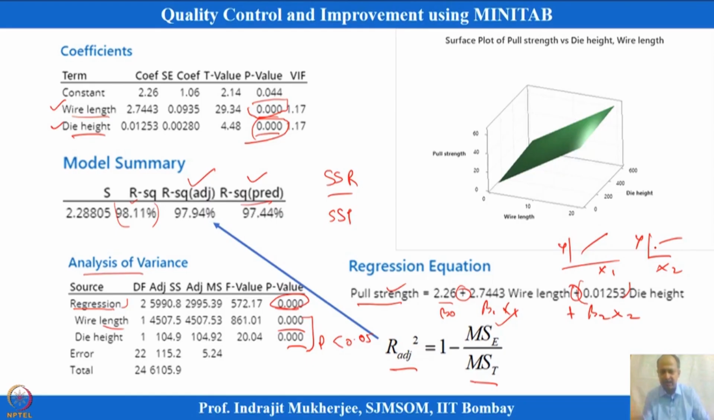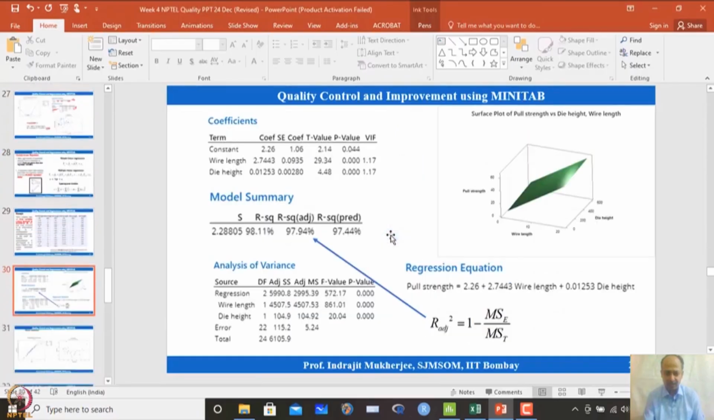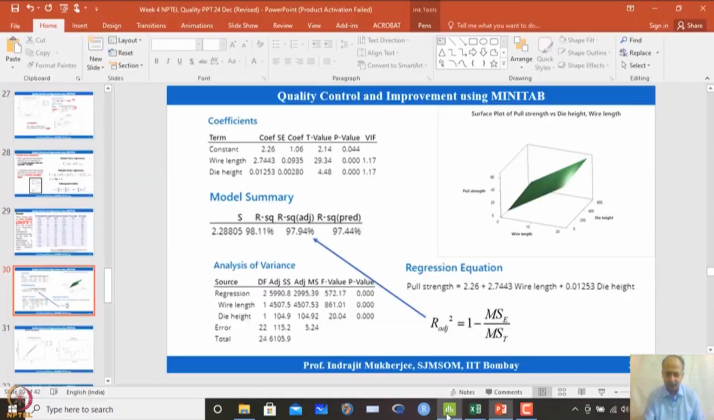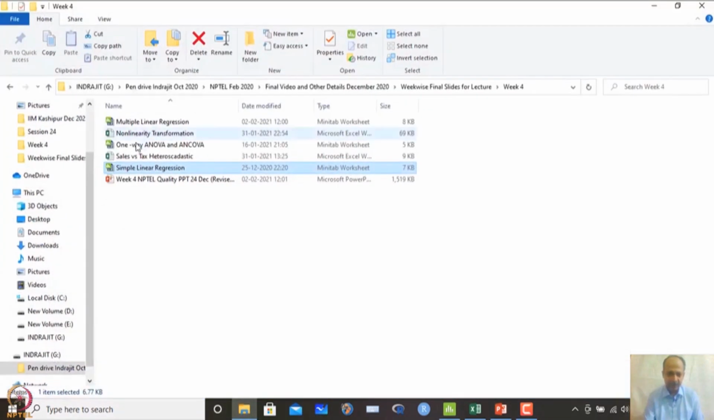And this is the surface plot that you see over here, showing how pull strength, that is y, is related with x1, and MINITAB also gives you an option to make 3D plots. If you have only two x variables and one y variable, then plotting is also possible. So, we will show that also. In this case, let us go to the analysis part of how this data is generated. We will go to the data set and try to see multiple regression.